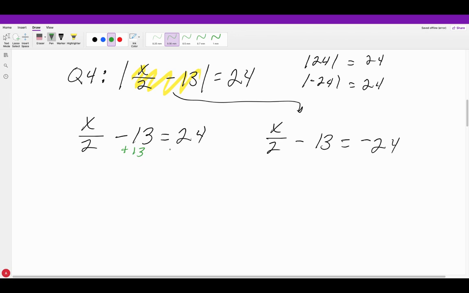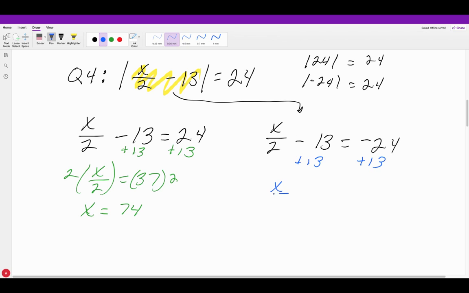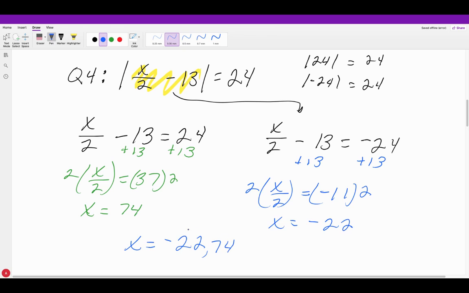All right, now I'm going to go ahead and solve. I'm going to get rid of my addition first. So then I get x over 2 is equal to 24 plus 13, which is 37. Then I'm going to multiply to get rid of that division of 2. So x is then equal to 74. All right, that is my one answer. And then my next answer, I'm going to add the 13. So x over 2 is equal to negative 11. And then I'll multiply each side by 2. And x is then equal to negative 22. So my answer is x is equal to negative 22 or 74.